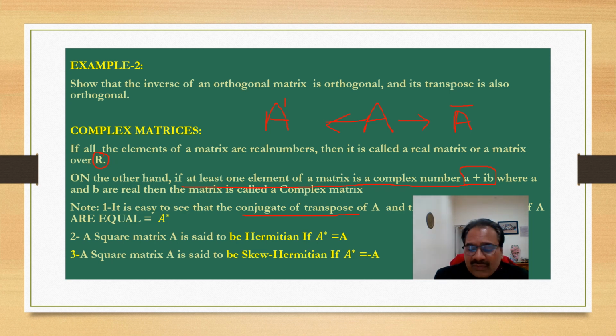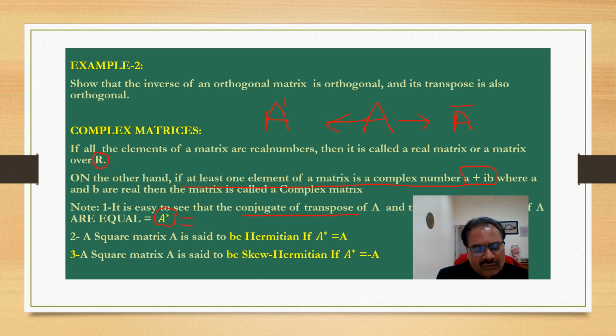Okay, but the important part is both are equal here. In the case of a complex matrix, both are equal, and this is denoted by A star. It means the conjugate of the transpose of A is equal to the transpose of the conjugate of A, both are equal, and this is equal to A star. यानी इसको हम लिख सकते हैं, okay, like this.